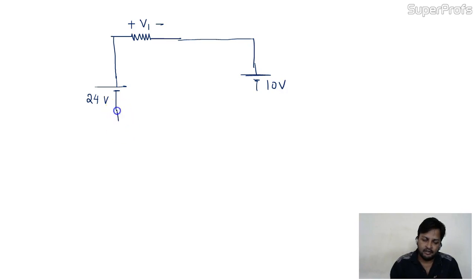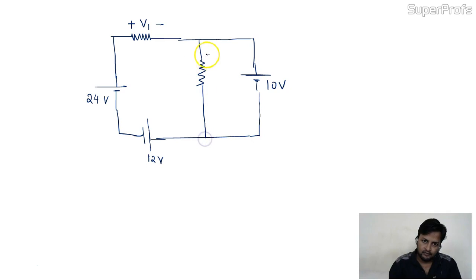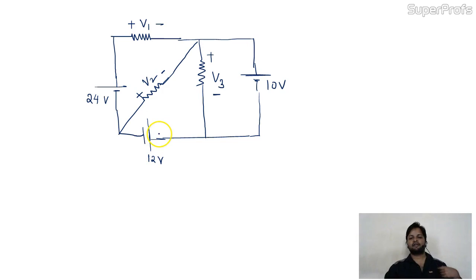10 volt battery again. Here also we are having 12 volt. In this branch, across this we are having V3. Here in this branch we are having V2. The polarity of V2 is given like this. This is the circuit given in the question, and they are saying find out the V1 and V3.